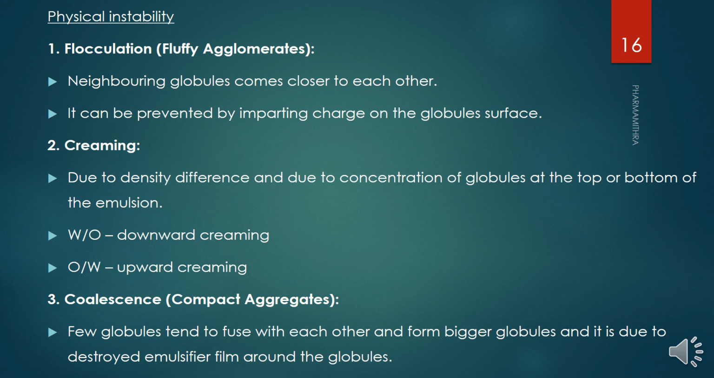And third concept is the coalescence or compact aggregates. That is, in the emulsion itself, a few globules come to fuse with each other. These small globules combined will produce bigger globules. That is coalescence.